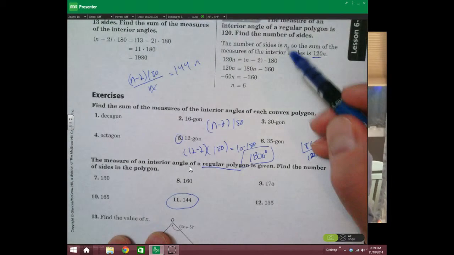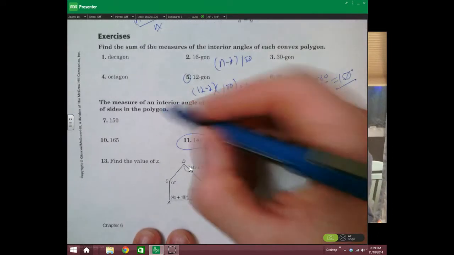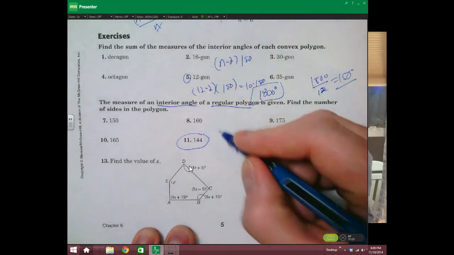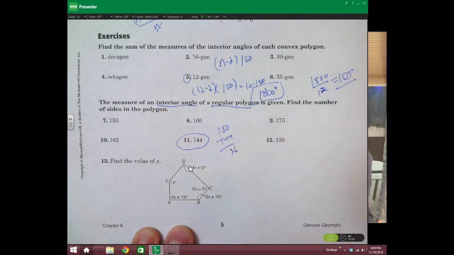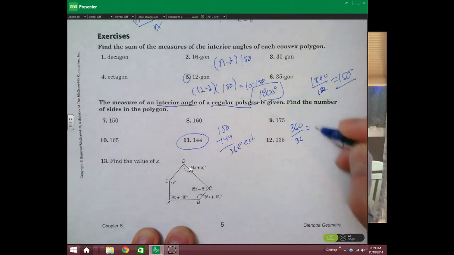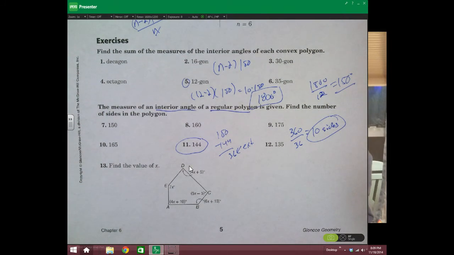You could use this algebra method the book likes to promote here, but I think it's more work than necessary. So in this case, again, I know the interior angle is 144 degrees. The exterior angle would be 180 minus 144, which is 36 degrees. If that's just one exterior angle, to find the number of sides, I just take 360 divided by 36 degrees. That gives me 10 sides. It's specifically giving me 10 angles, but the number of angles is the number of sides, so that's not that big a deal.